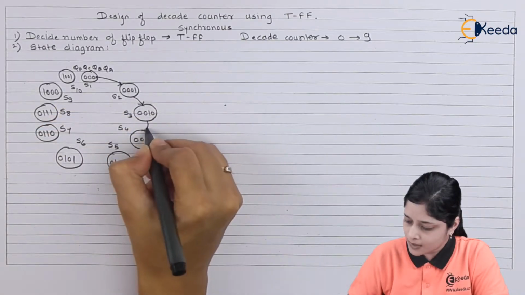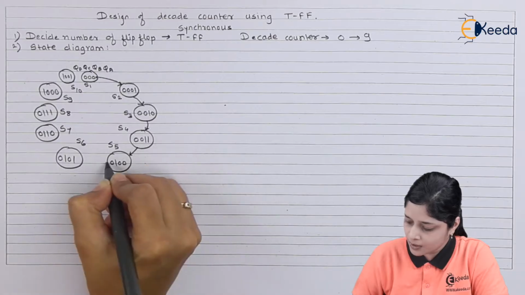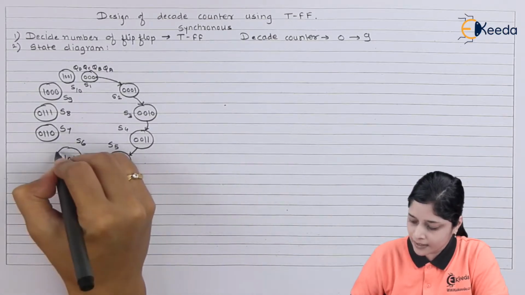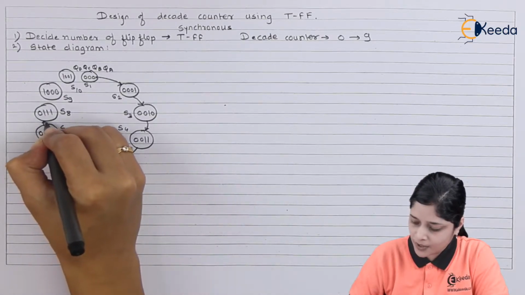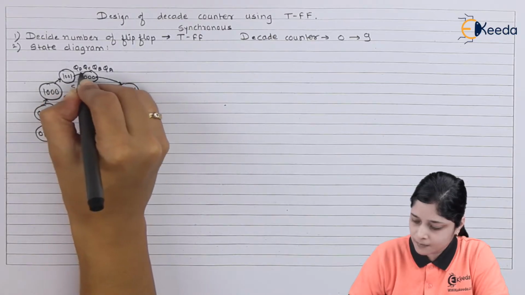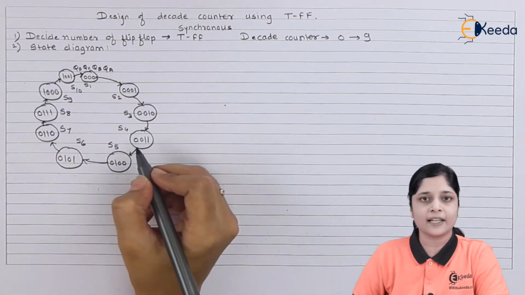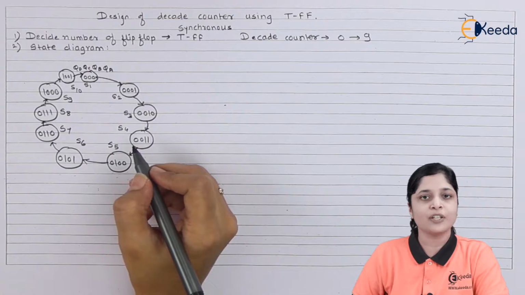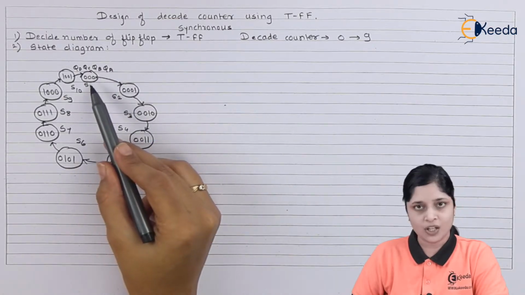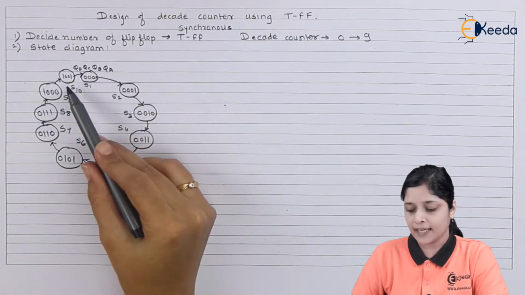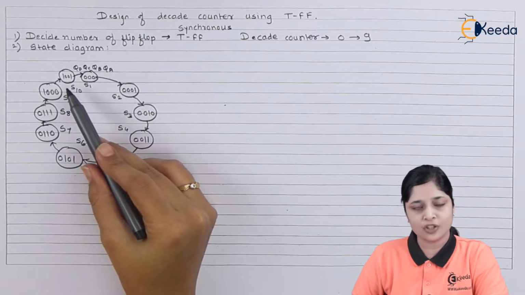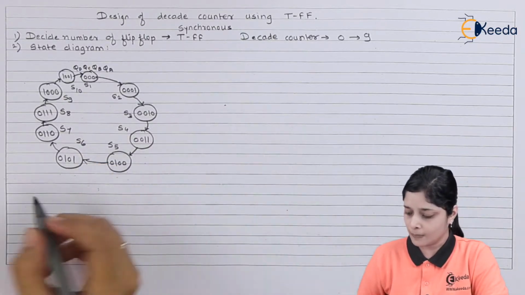Now these are the arrows for the present state and the next state. So you have to mention here. So this is the diagram for the decade counter. It will count from 0 to 9 and the next state for the 9 is again 0.